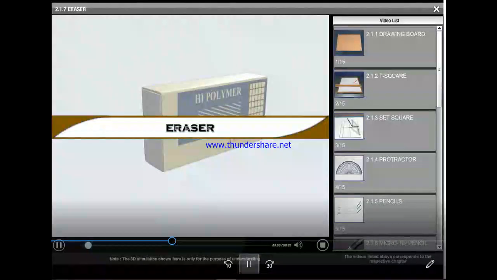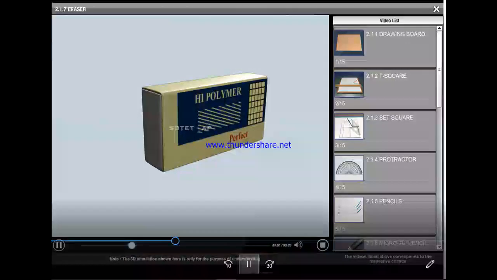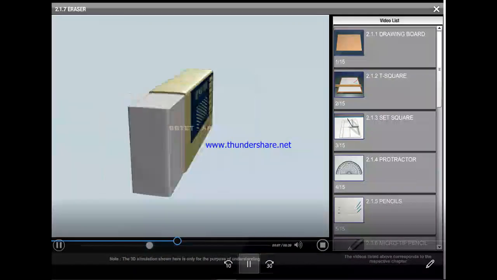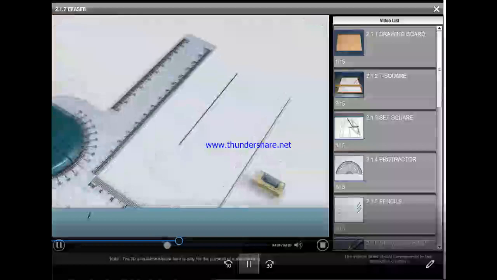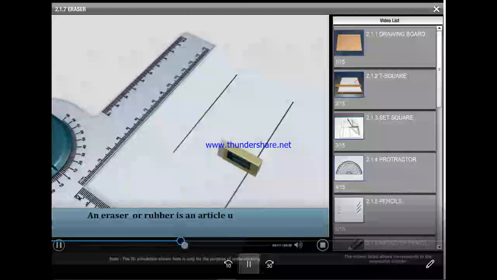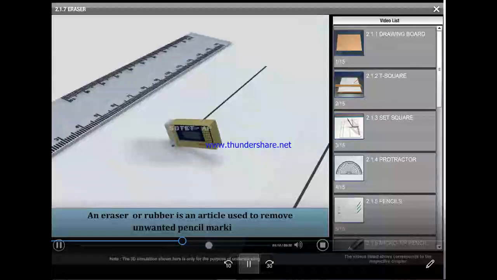In this video, we will see about an eraser and its use. An eraser or rubber is an article used to remove unwanted pencil markings.